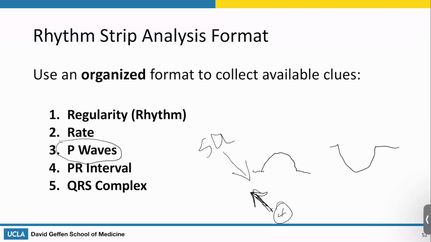We talked about the PR interval. That's going to be at our AV node. We don't want it to stay there too short or too long. If it starts staying at that PR interval for too long, it could just drop that beat and we could have an AV block. So that's what we're looking for with the PR interval.